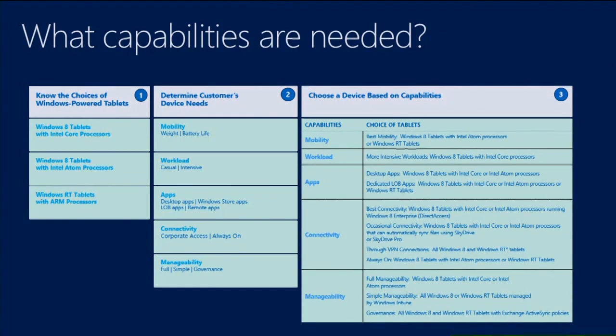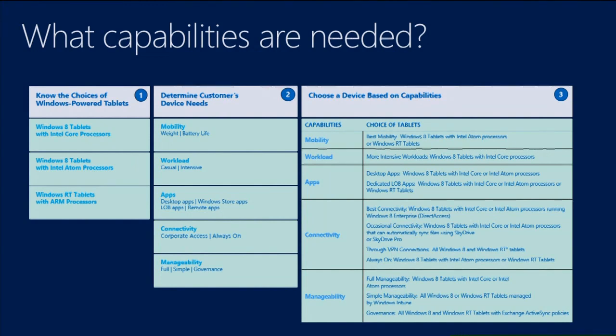So in the case of mobility, the Intel Atom and Windows RT-based devices are going to offer the best battery life and the lightest weight. The Intel Core machines are going to support the biggest workloads. Any Windows 8 device is going to run the most applications, although you can always run applications remotely using Remote Desktop Services or VDI or other capabilities like that. Windows 8 Enterprise is going to give you the best connectivity with DirectAccess. You're going to have the most flexibility for VPN connectivity through a Windows 8-based machine.